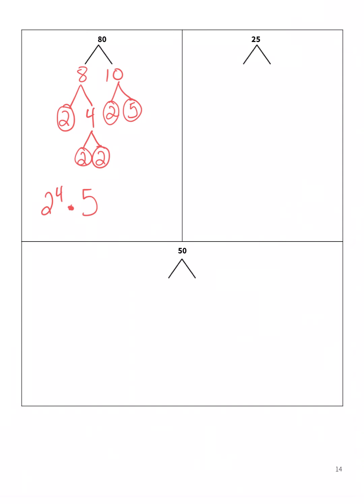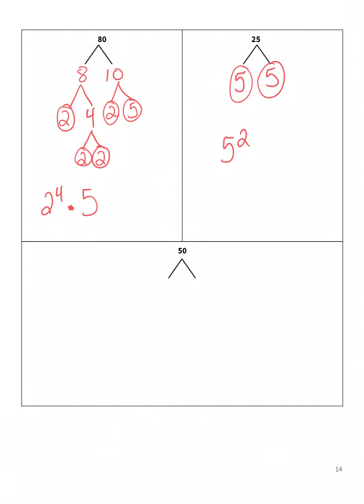Next one, we have 25. Well, the only way to make 25 other than 25 times 1 is 5 times 5. 5 and 5 are both prime factors, so they need to be circled. And I'm done. So the prime factorization of 25 would be, we have 2 5's, so it would be 5 squared.